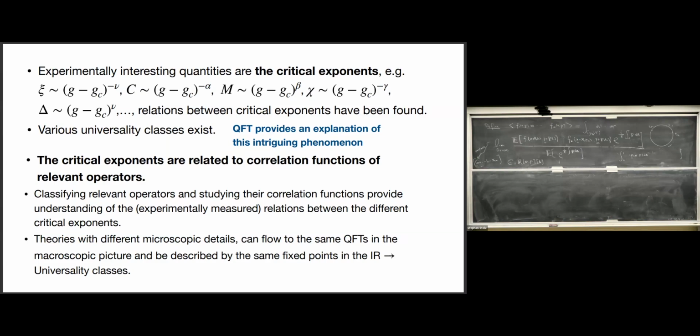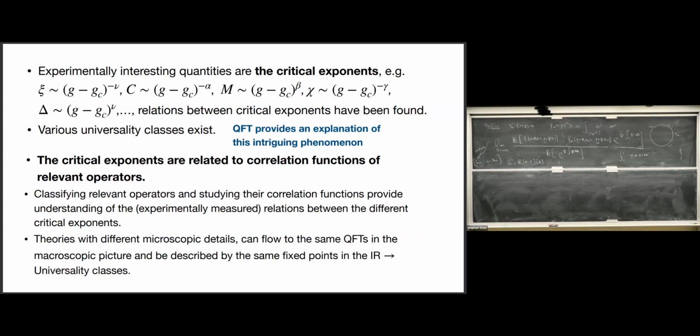So this is, for example, for the systems in condensed matter, there are various quantities that people can measure. For example, the magnetization, the susceptibility, and all these measured quantities that people can measure in the scale invariant regime, they behave like that, where g_c is the critical value for the tuning parameter. And these Greek letters, alpha, beta, etc., are called the critical exponents that describe the system at the scale invariant point.